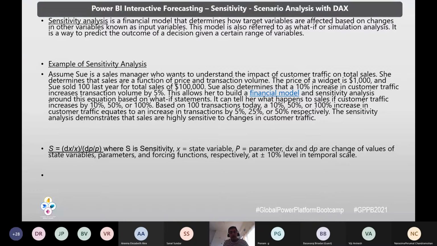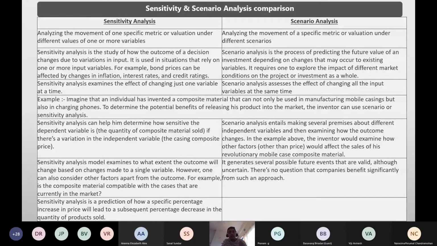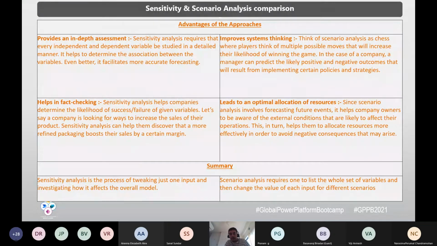If you compare a formula, it's like a change in x, a change in the parameter value, gives you the actual sensitivity. It is as simple as that. As I already spoke about this analysis, it is the movement of one variable relative to a second variable. The same applies when it comes to the advantages and disadvantages of the approaches.